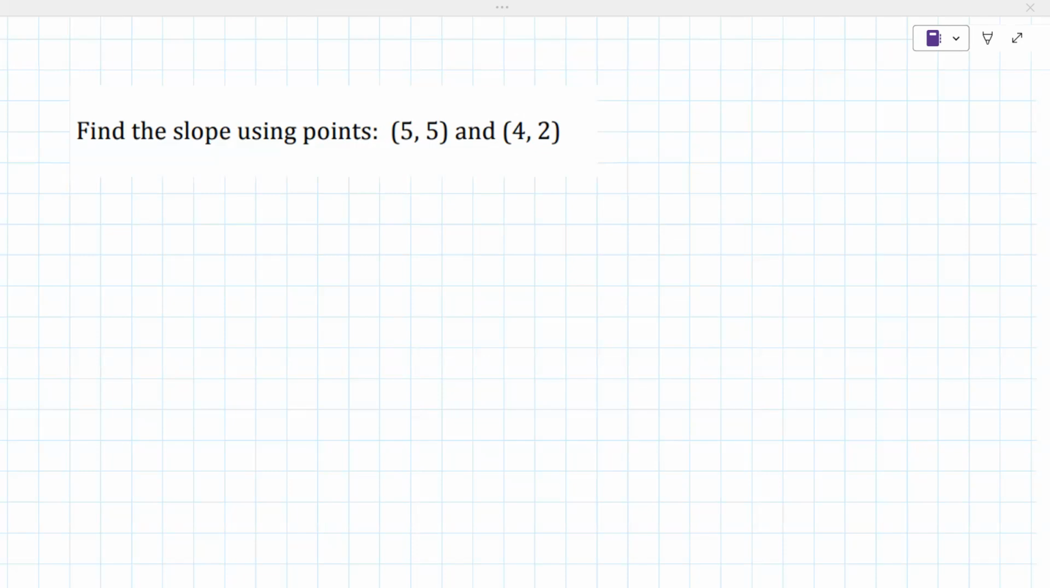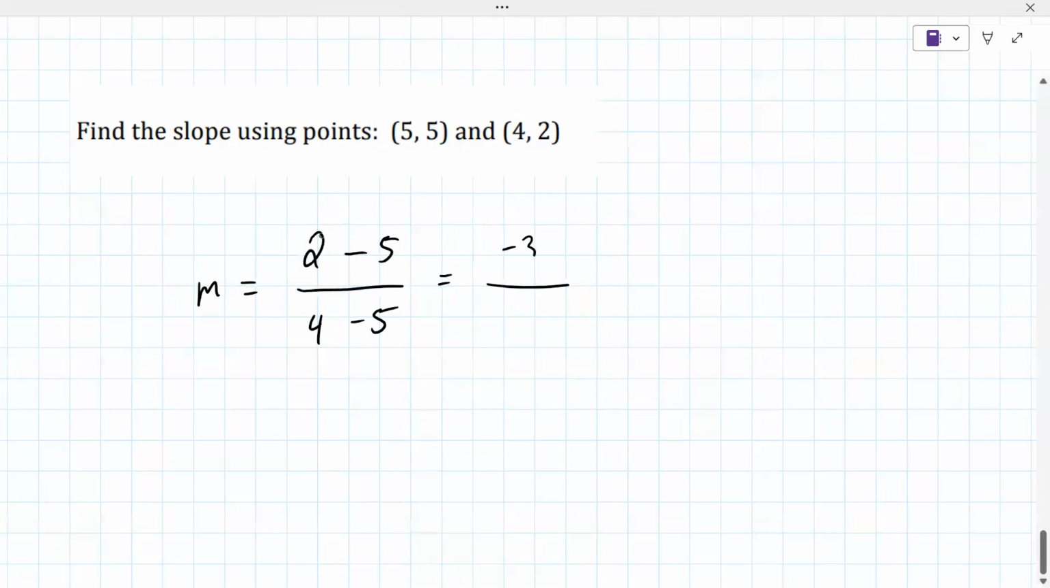Would it be -3/1? So we have 2 minus 5 over 4 minus 5. Is that what you wrote? Yeah. Tell me what goes on the top. 3. Try again. -3? Yeah, why is it negative? Which is further from 0, 2 or -5? -5. Yeah, so that's why it's negative.